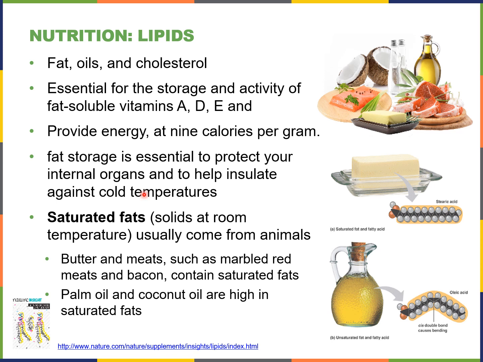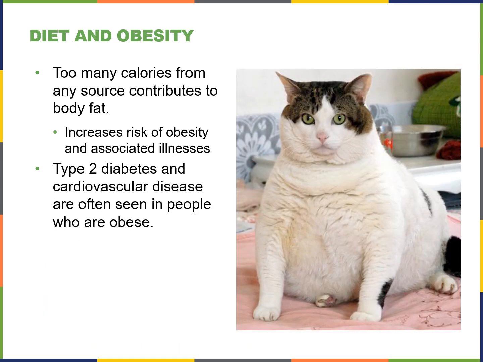And we have saturated and unsaturated fats. We've gone over this a little bit within the metabolism lecture, but saturated fats, these are the ones that are solid at room temperature, usually coming from animals, so like butter, meats, the marbled red meats, bacon, those have saturated fats. Palm oil and coconut oil are also high in saturated fats. And again, those will turn solid, not necessarily at room temperature all the time, but maybe a little bit colder.